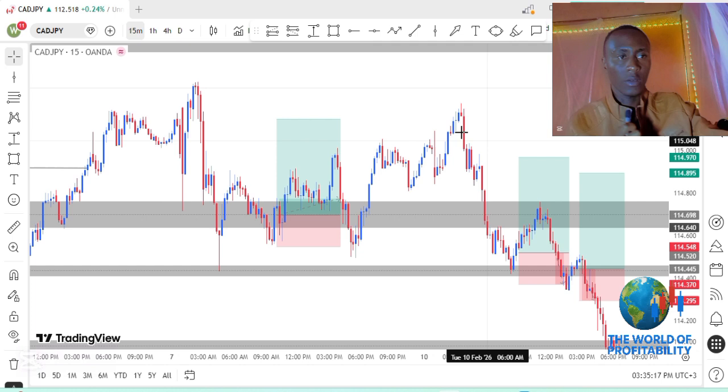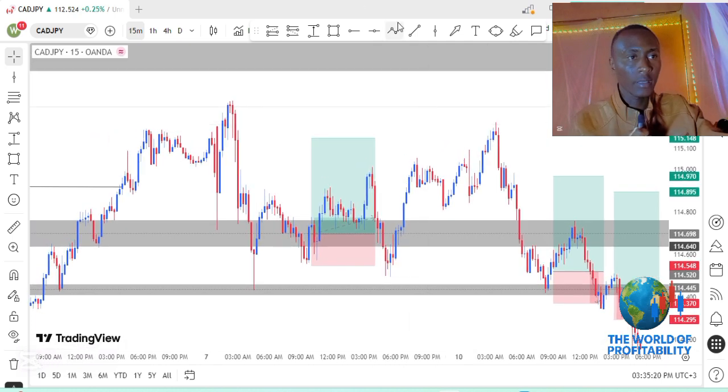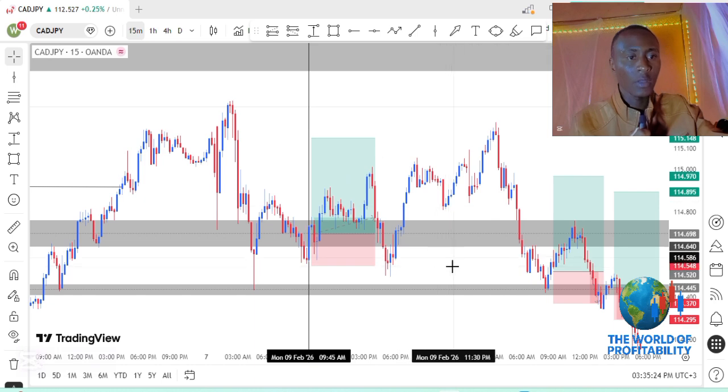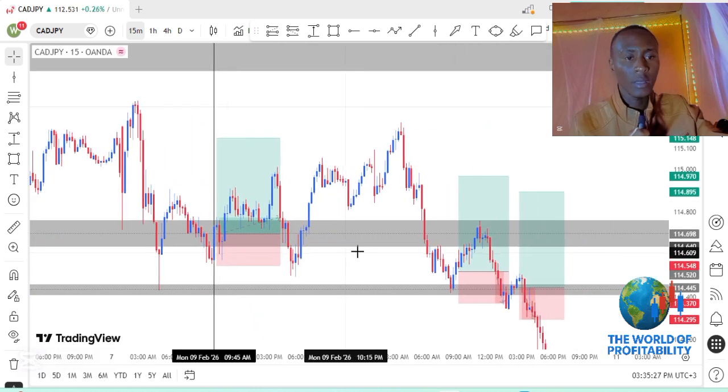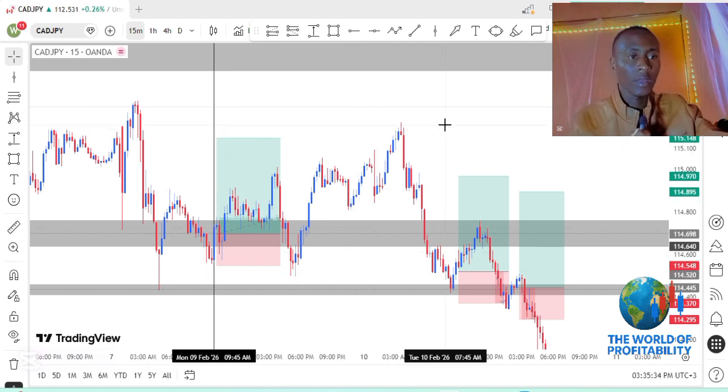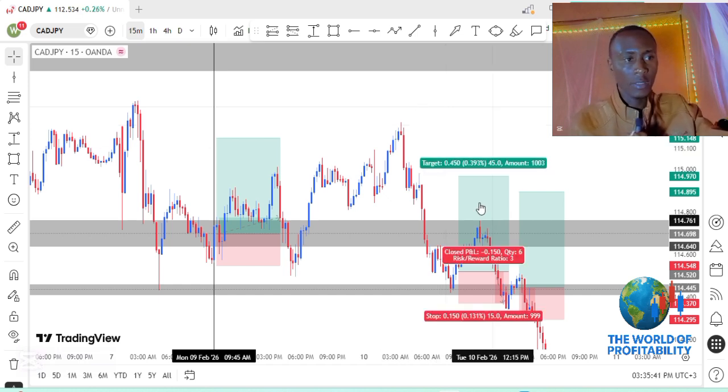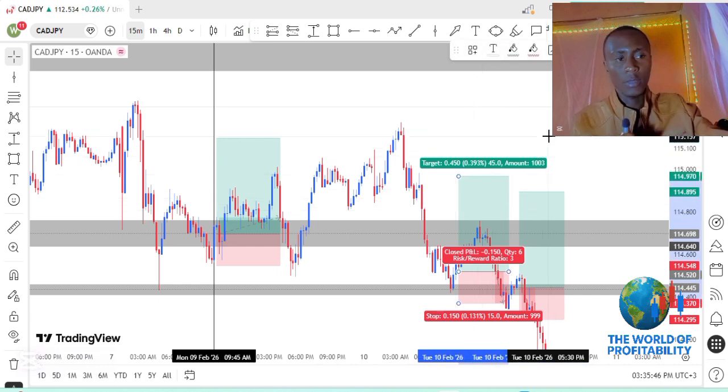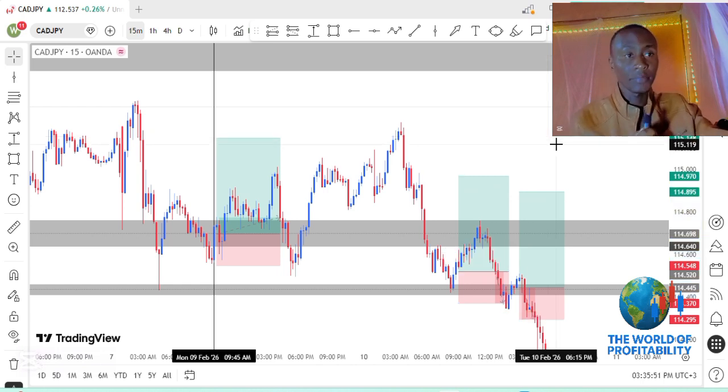So the first setup was on CAD JPY, which was on Monday. On Monday at around 9:45 p.m. is when I got my first setup. I'm going to break down this setup and explain the same concept which applies to the other setups. But on this one setup on CAD JPY, I made a simple mistake which led to me losing 1% on my Funded Next account.